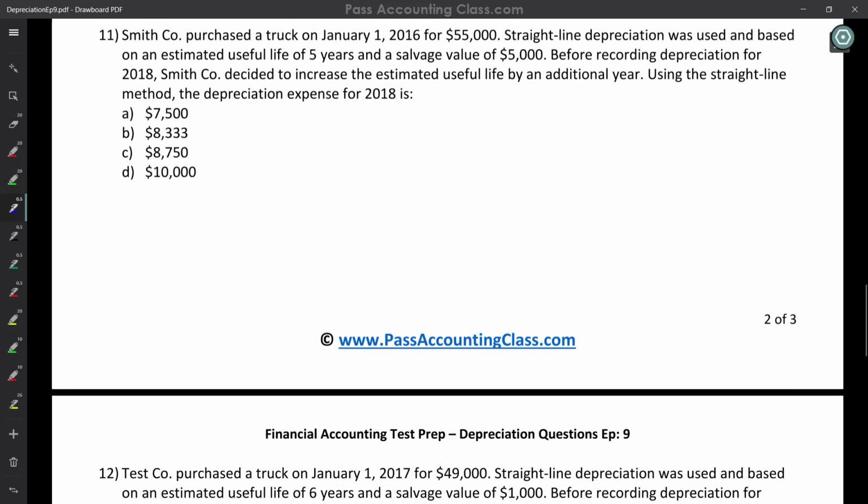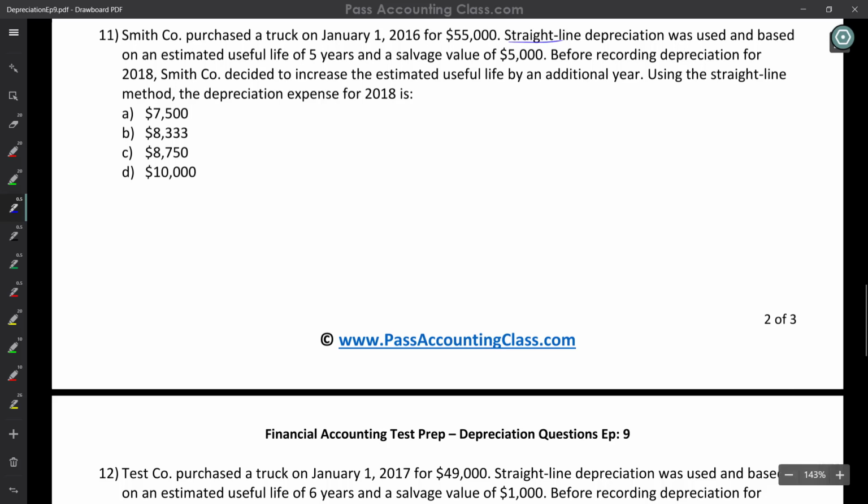For question 11, it says Smith Co. purchased a truck on January 1st, 2016 for $55,000. Straight line depreciation was used and based on an estimated useful life of 5 years and a salvage value of $5,000. Before recording depreciation for 2018, Smith Co. decided to increase the estimated useful life by an additional year. Using the straight line method, the depreciation expense for 2018 is $7,500, $8,333, $8,750, or $10,000.